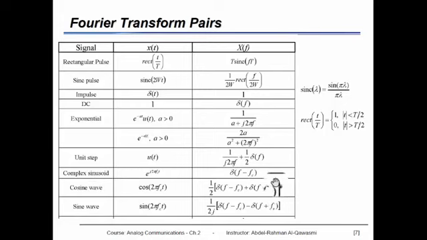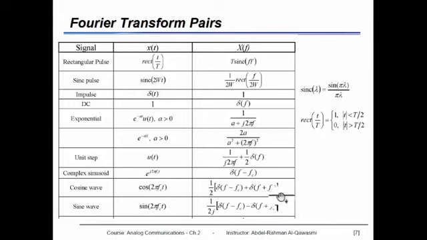So for the cosine wave and sine wave, we have to give more attention, because these are important signals in analog communication systems. As you know, all electromagnetic waves that are transmitted from the transmitter to the receiver use sinusoidal signals in the forms of cosine and sine.